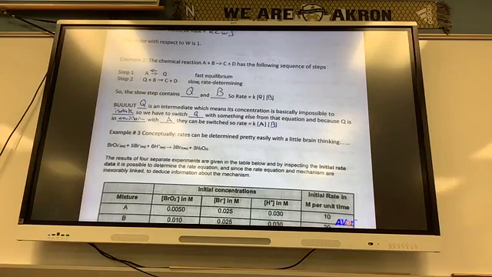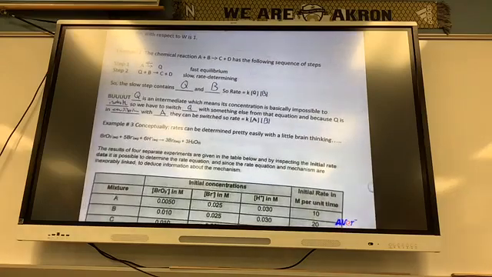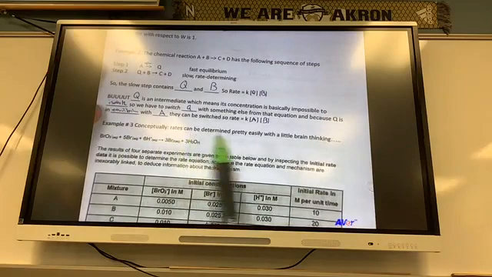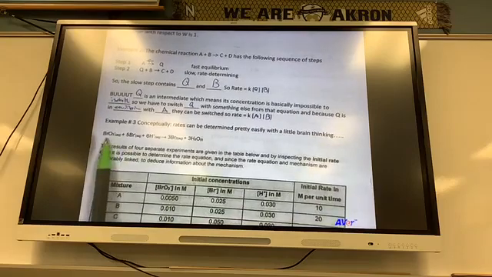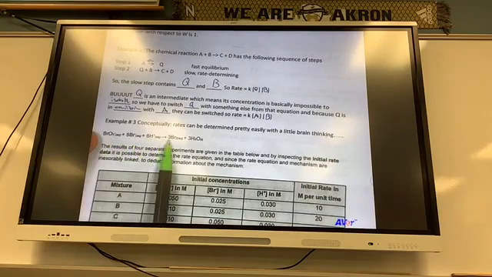So if you have an intermediate, there's going to be something at equilibrium you're going to have to switch out. Not bad. Example 3. So here we go. Conceptually, rates can be determined pretty easily with a little brain thinking. So here is the equation for this data. BrO3⁻ + 5Br⁻ + 6H⁺ yields 3Br2 + 3H2O, liquid.